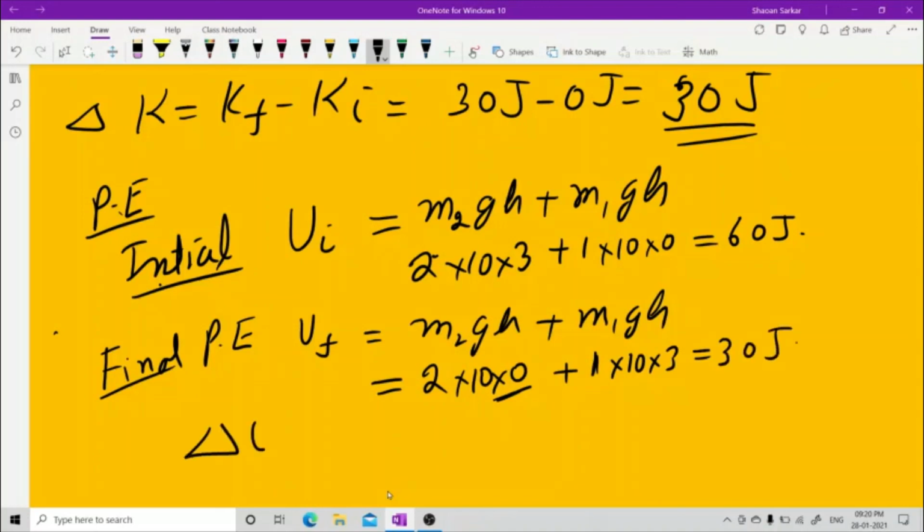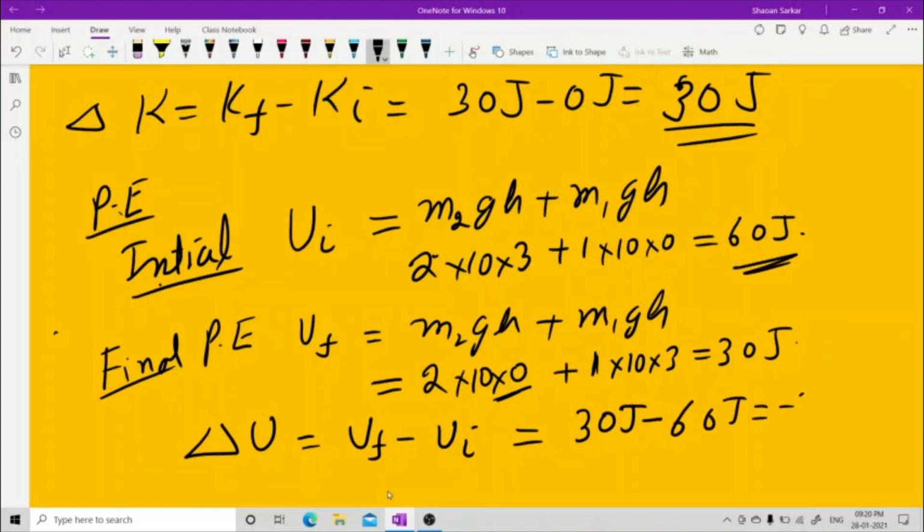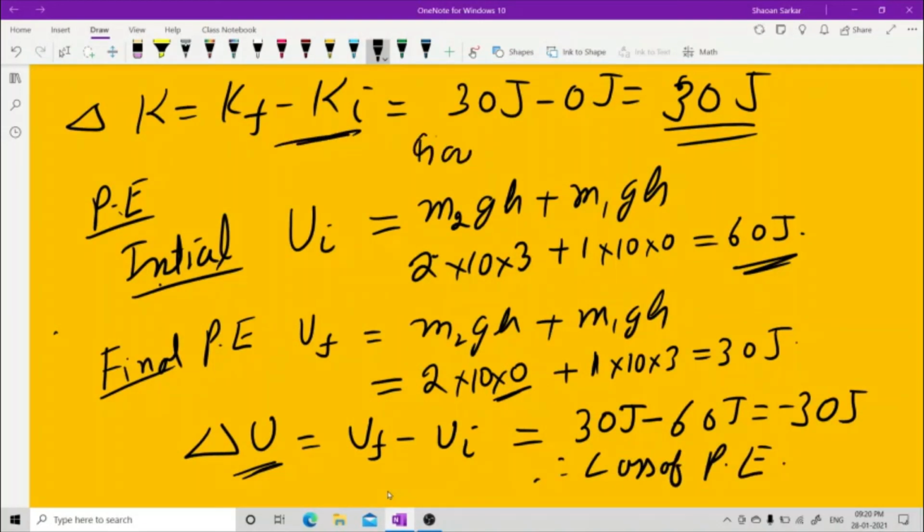Now delta U is U final minus U initial. U final is 30 joules, and initial is 60 joules. So you get minus 30 joules. Therefore there was a loss of potential energy, and there was a gain in kinetic energy. So the gain is compensated by the loss.